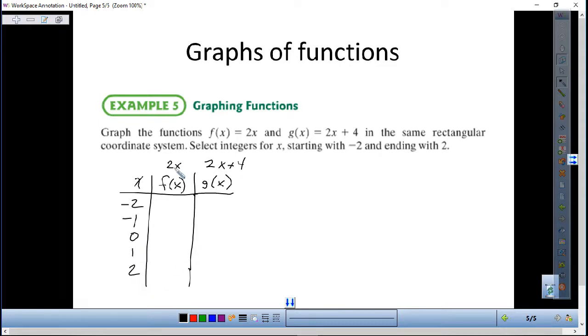So if we have -2 and we double it, we're going to get -4. -1 double it, we're going to get -2. 0 doubled, we're going to get 0. 1 gives us 2, and 2 gives us 4.